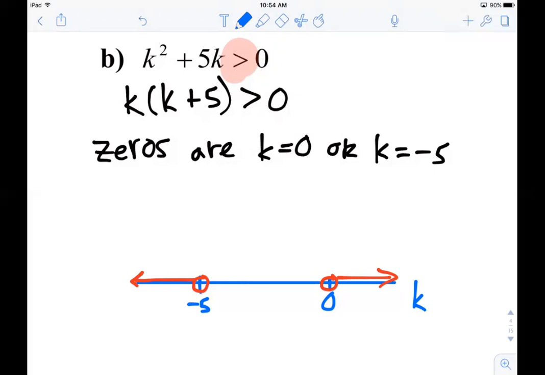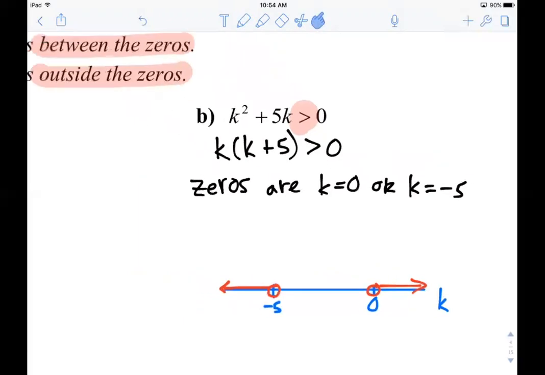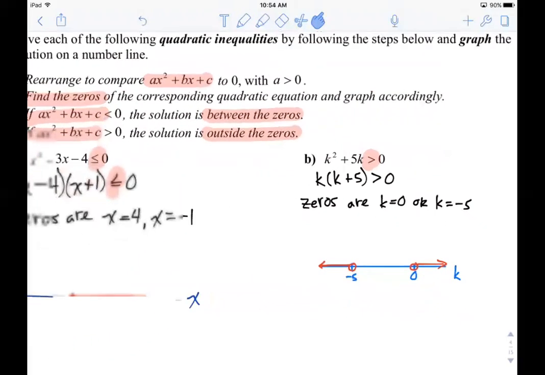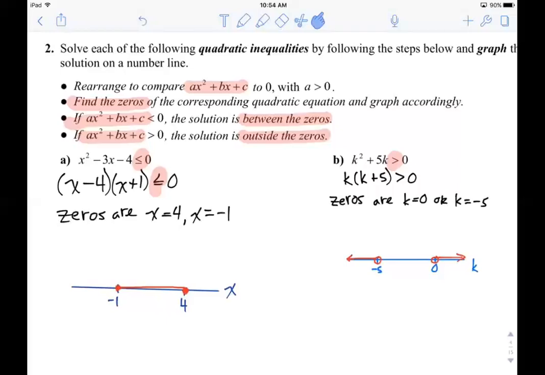So again, we're just factoring and solving for the zeros or the roots or solutions, whatever we want to call them, based on skills that we know about quadratics in general, and then just following the rules laid out in these last 2 bullet points that tell us whether or not our answer is between the zeros or outside the zeros.